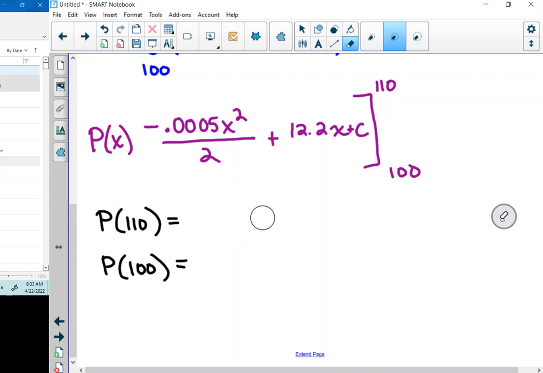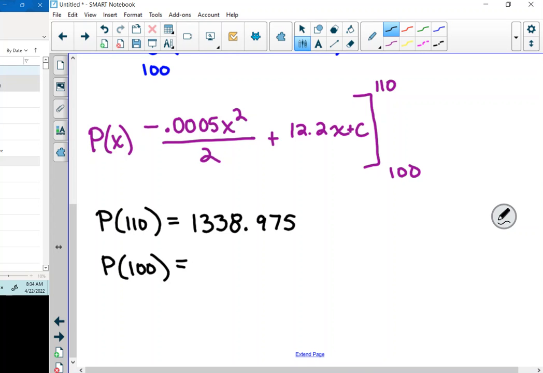Let's try that again. Negative 0.0005 times 110 squared divided by 2 plus 12.2 times 110. Yeah, I got that 1338 again. That's usually why I do it more than once. If I get the same answer in a row, I know I'm probably right. If I get two different answers, I'm like, I messed something up.